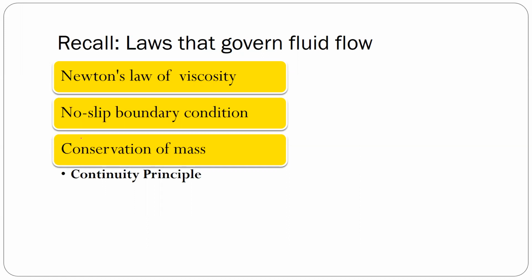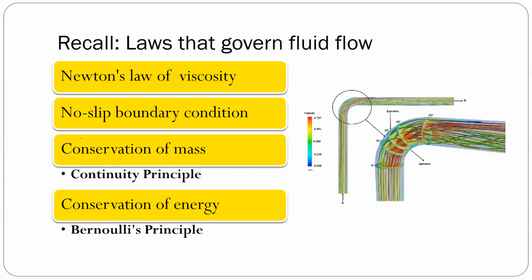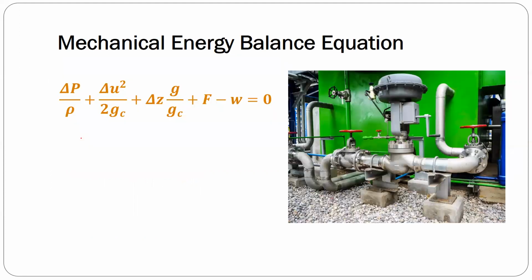Now there's a fourth law which we will discuss today, and that is based on the conservation of energy, in the form of what we call Bernoulli's principle. This principle, along with the continuity principle, is very much applicable to fluid flow, whether your flow is in pipes or tubes, internal, or flow past or around objects or bodies. Doing the energy balance will result in what we know simply as the mechanical energy balance equation.